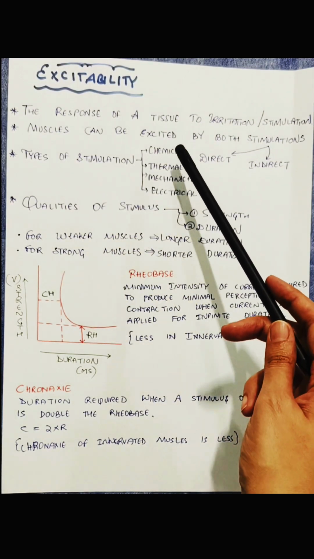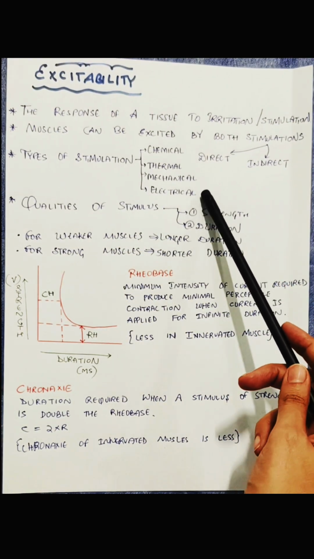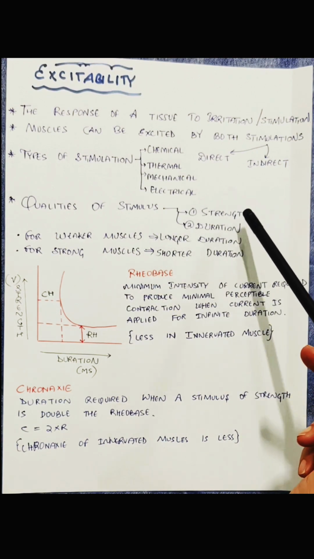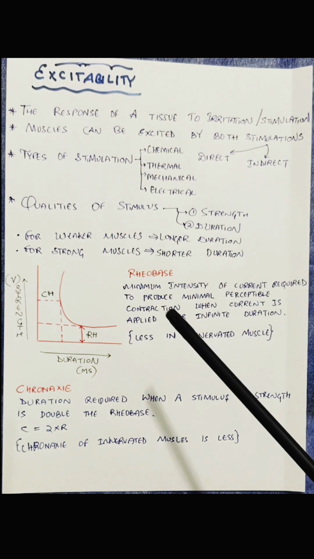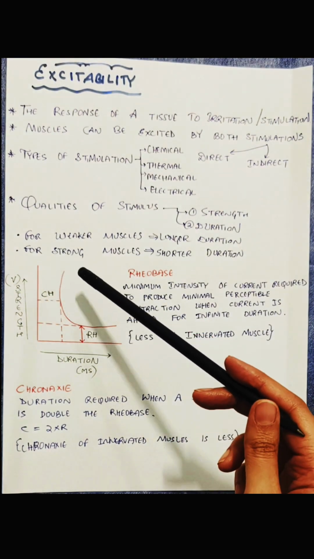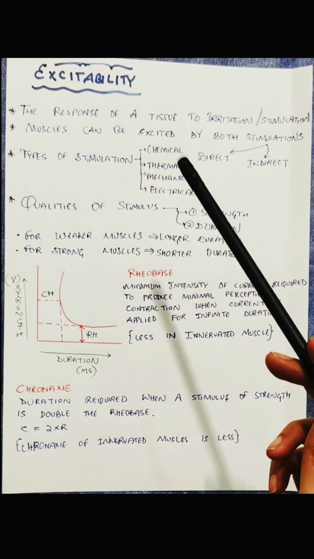The type of stimulation could be chemical, thermal, mechanical, electrical. The quality of stimulus could be described via the strength and the duration. It is seen that for a weaker muscle it takes a longer duration, and for a strong muscle it takes a shorter duration to get excited.